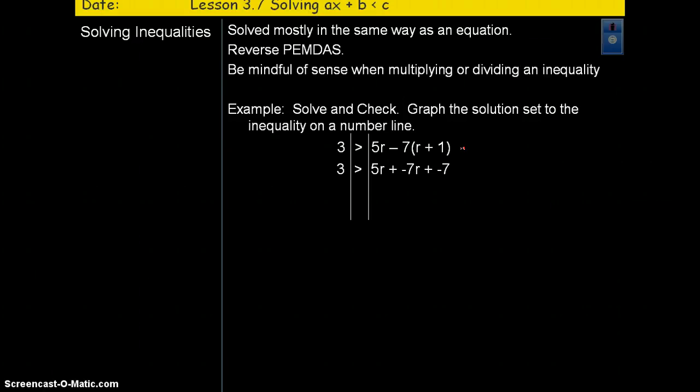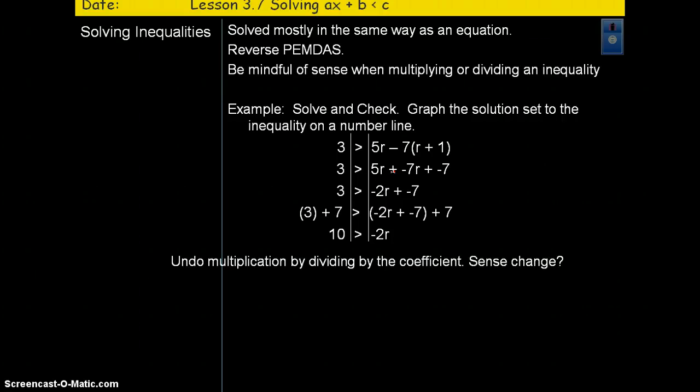From here, it still looks a little bit more crazy than what we've been experiencing, but there are some like terms that go together, so we can go ahead and combine our like terms. 5r and -7r combine to make -2r. From here, it's pretty straightforward as before. We want to undo our addition first. Add the opposite of the constant to both sides. Simplify our like terms again. We come up with 10 is greater than -2r.